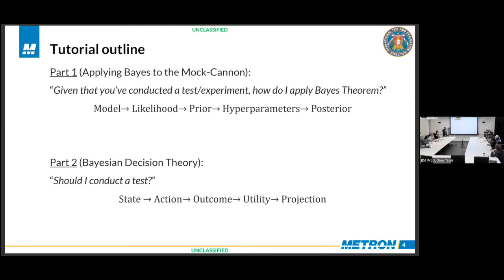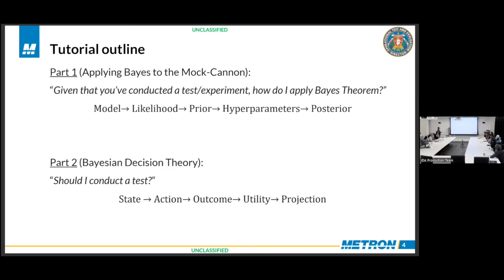This portion of the tutorial, I've broken up into two parts. One is applying Bayesian methods and Bayesian updating to this Mach cannon system. We're going to address the question, given that you've conducted a test and an experiment, how do I apply Bayes' theorem? How do I go from a prior to a posterior?